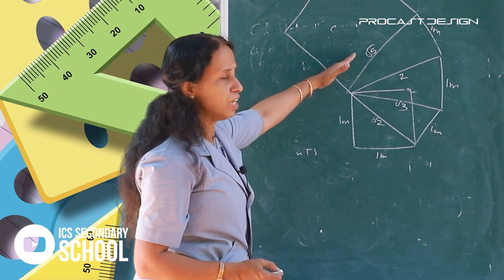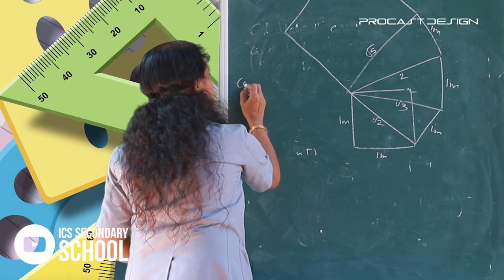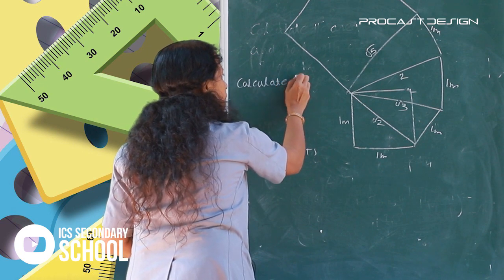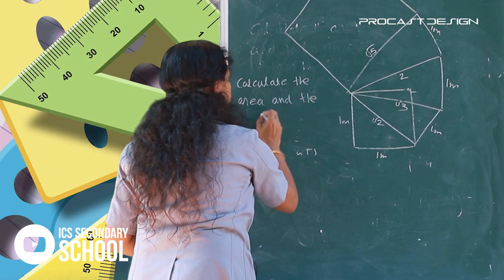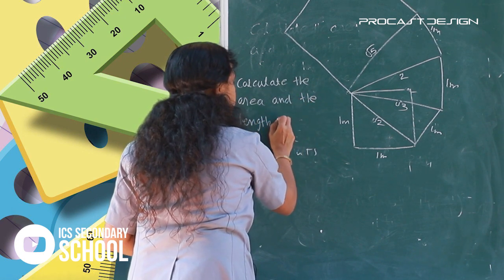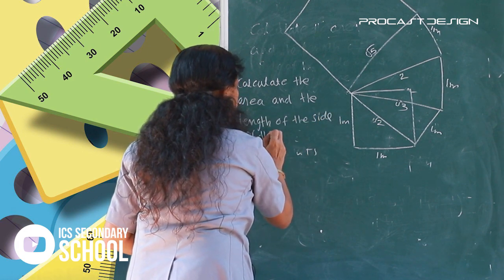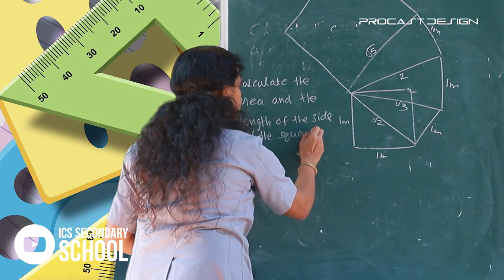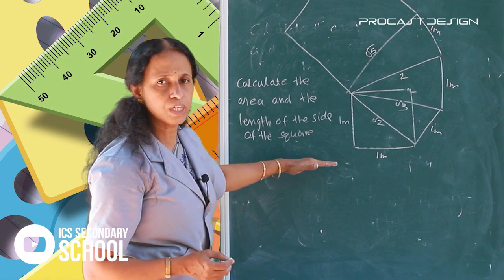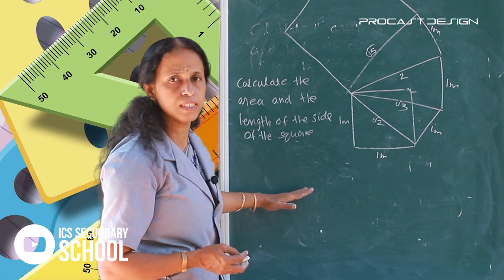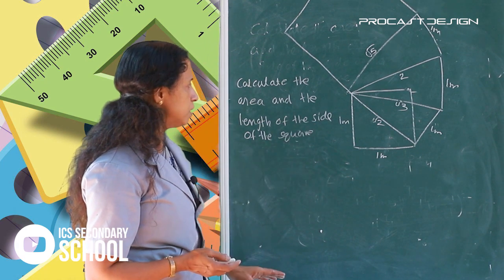Calculate the area and the length of the side of the square. Root 2 is equal to 1.414 and root 3 is equal to 1.732.